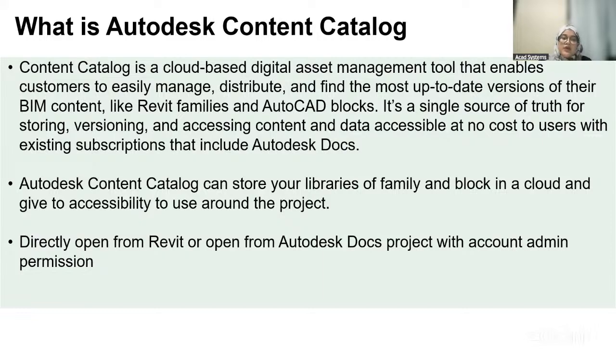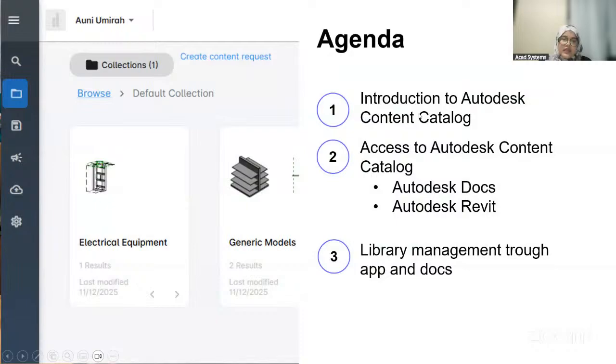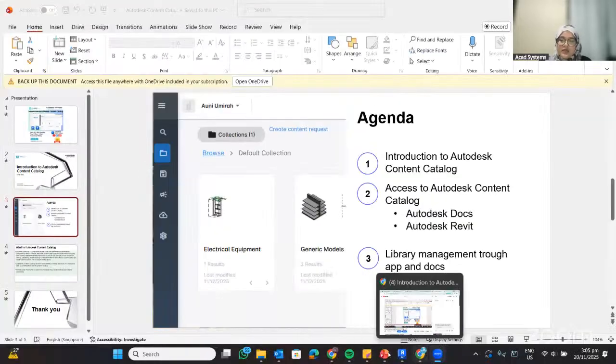So first, I'm going to show you how we access the Autodesk Content Catalog. Either you go from your Autodesk Docs, or you can also install the extension for Revit. So I'm going to show you the access from Autodesk Docs.